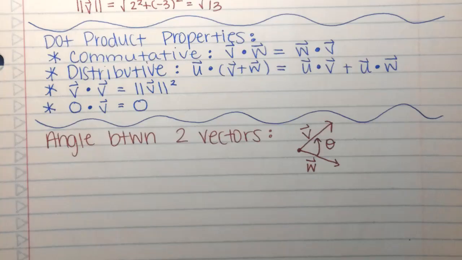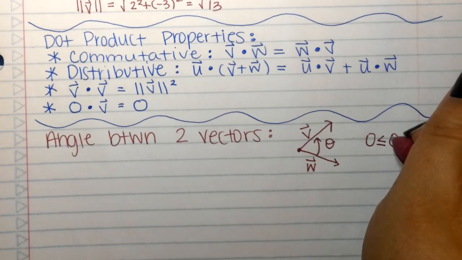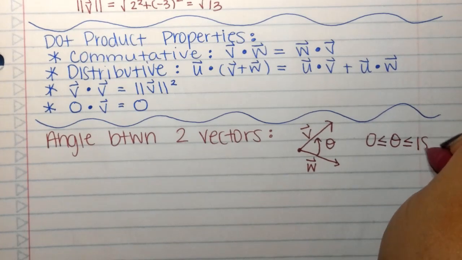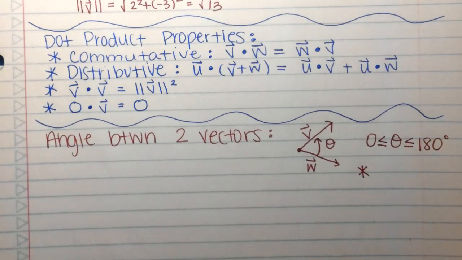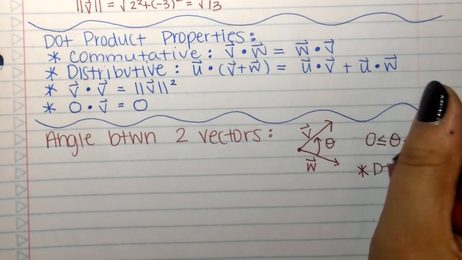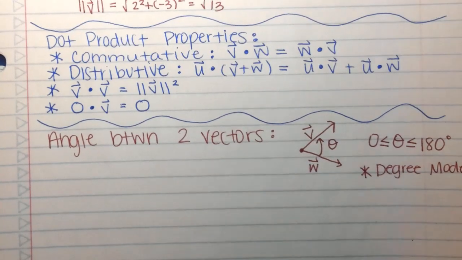Now some things I need you to know about theta is that theta is going to be between 0 and 180 degrees. So when you are doing this, you're going to use your calculator, and you need to make sure you are in degree mode.